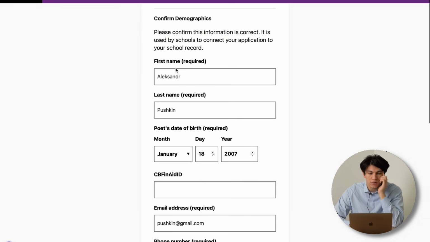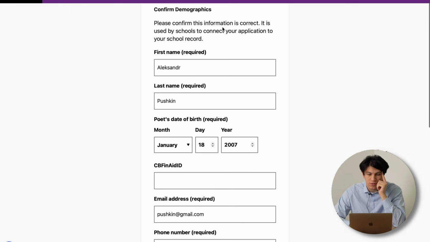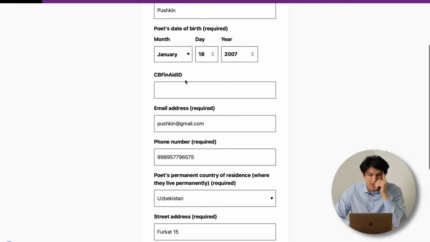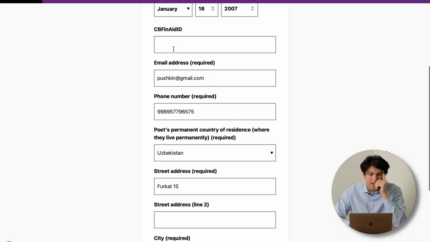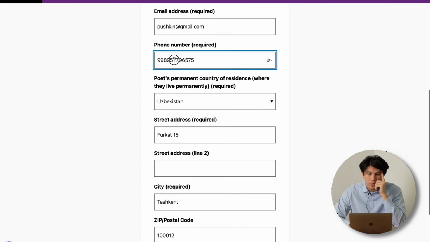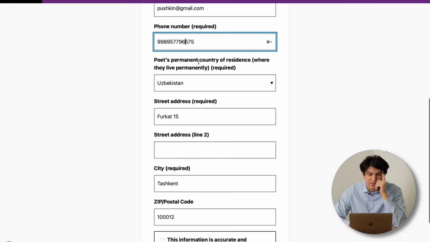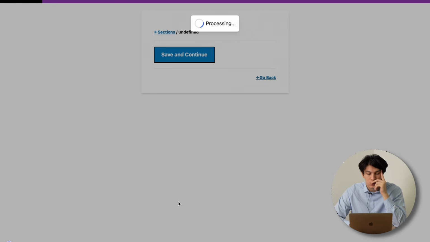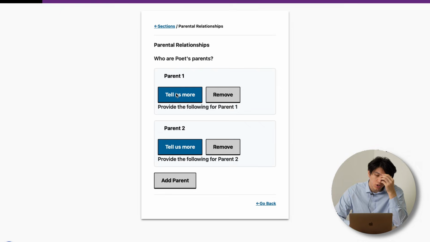Okay, they're asking to confirm our demographics. Please confirm this information is correct. It is used by schools to connect your application to your school record. Okay. Alexander Pushkin, January 18, 2007, College Board Financial Aid ID none, pushkin@gmail.com, 957796575, Uzbekistan, Furkat, Tashkent, postal code, all of them are true. Let's go. So make sure you have those.